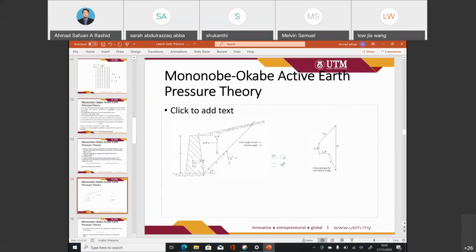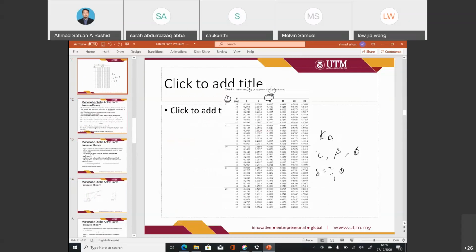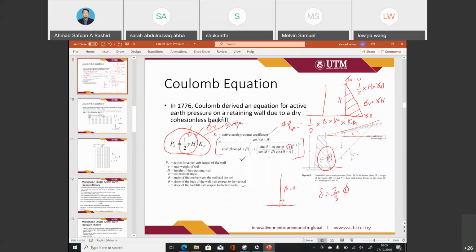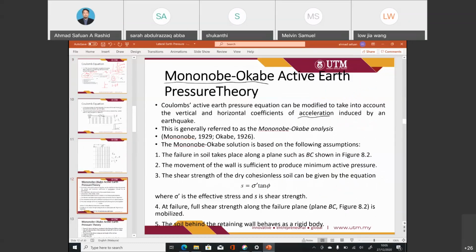This figure, 8.2, is the same as what we have discussed on 8.1 previously. The movement of the wall is sufficient to produce minimum active pressure. So for this case, we try to solve the active problem. The shear strength of the dry cohesionless soil can be given by the equation. So this is the equation to represent the shear strength.